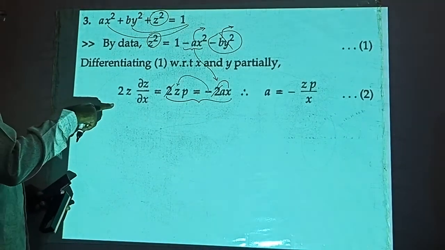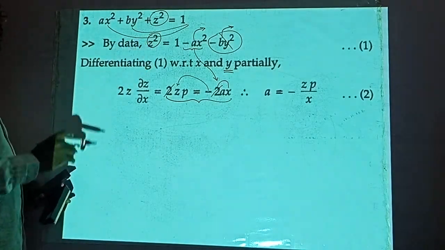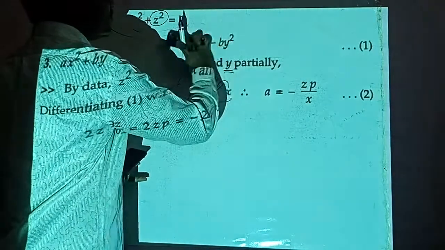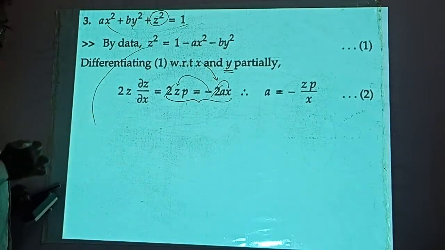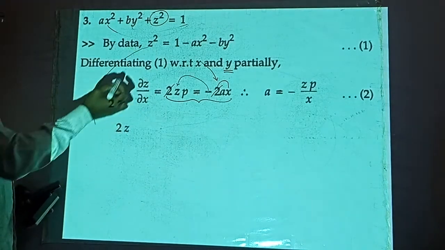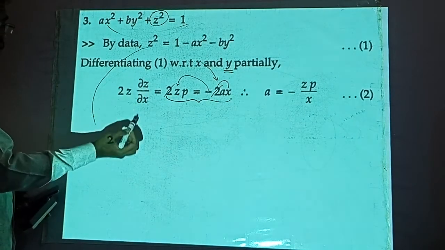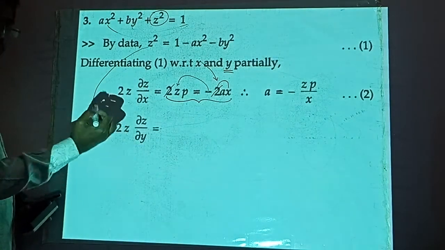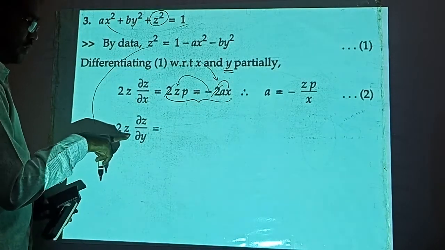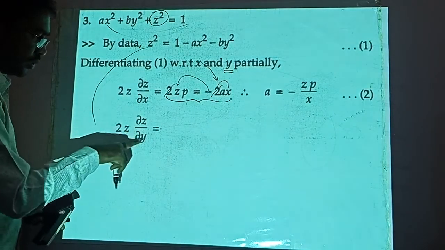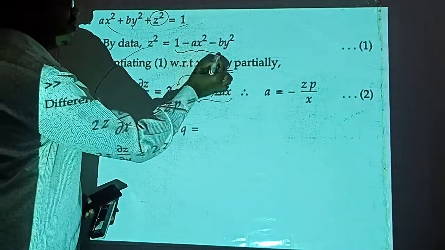Let us similarly differentiate with respect to y partially now. Z, we are differentiating with respect to y. Again we need to use the same chain rule. Only thing is here you will get 2z dou z by dou y, with respect to y we have to differentiate. And this can also be written as 2z into q.